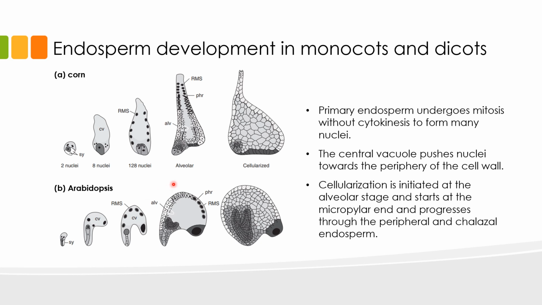Cellularization is then initiated at the alveolar stage. Cellularization starts at the micropylar end and progresses through the peripheral and chalazial endosperm. This now is a fully cellularized endosperm of corn and of Arabidopsis.